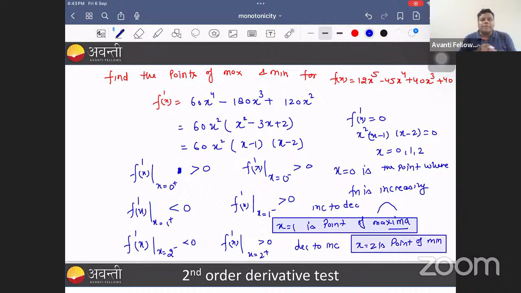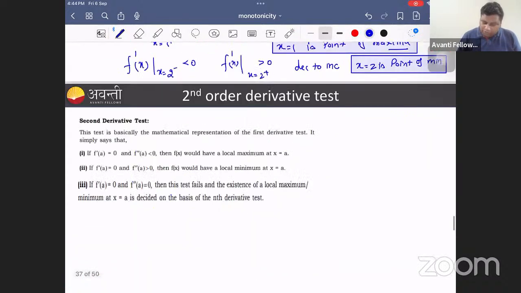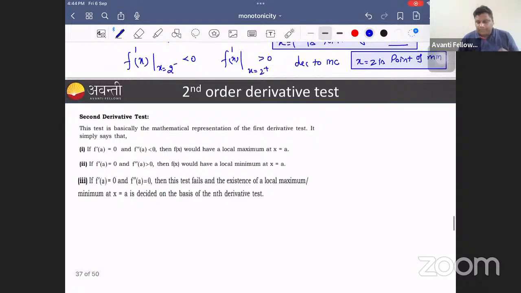Am I clear? So x equals 1 is a point of maxima, x equals 2 is a point of minima, and x equals 0 where the derivative was 0, but the function does not have any maxima or minima. It is a point where the function is increasing. All right. Now, this was all about the first derivative test. Now, let's talk about the second derivative test.